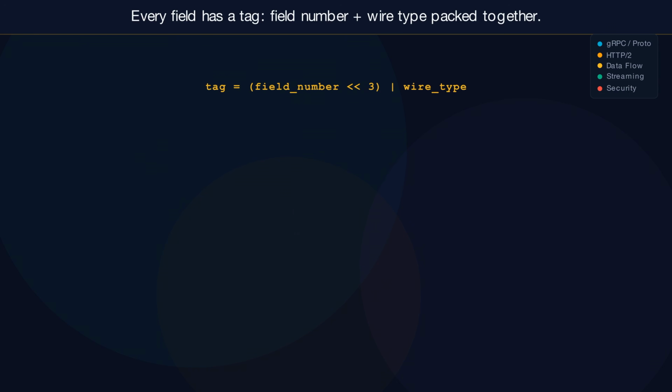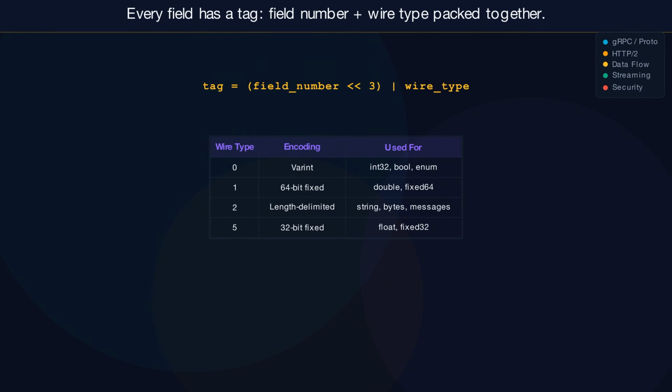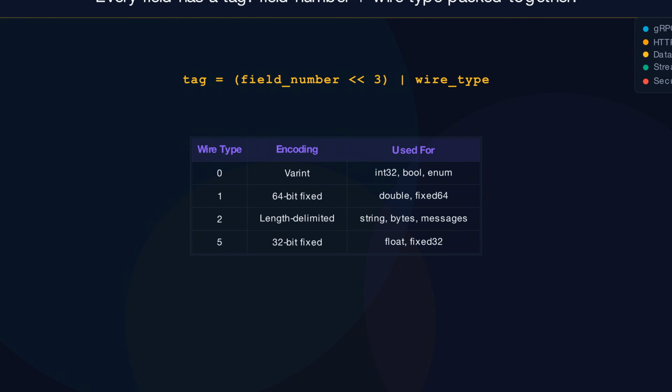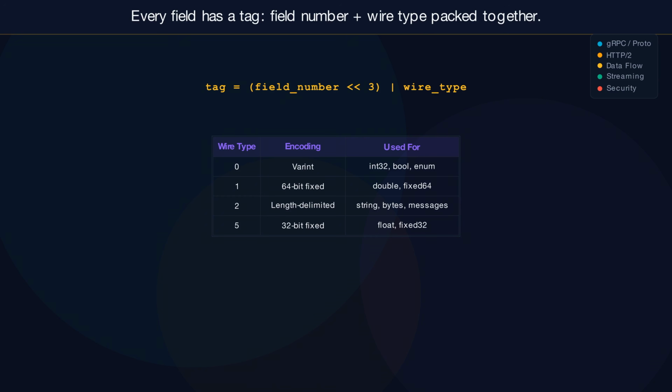Every field is a tag plus a value. The tag encodes field number and wire type. Type 0, varint, for integers. Type 2, strings and bytes. Type 5, 32-bit fixed values. The tag alone tells the decoder how to parse what follows.